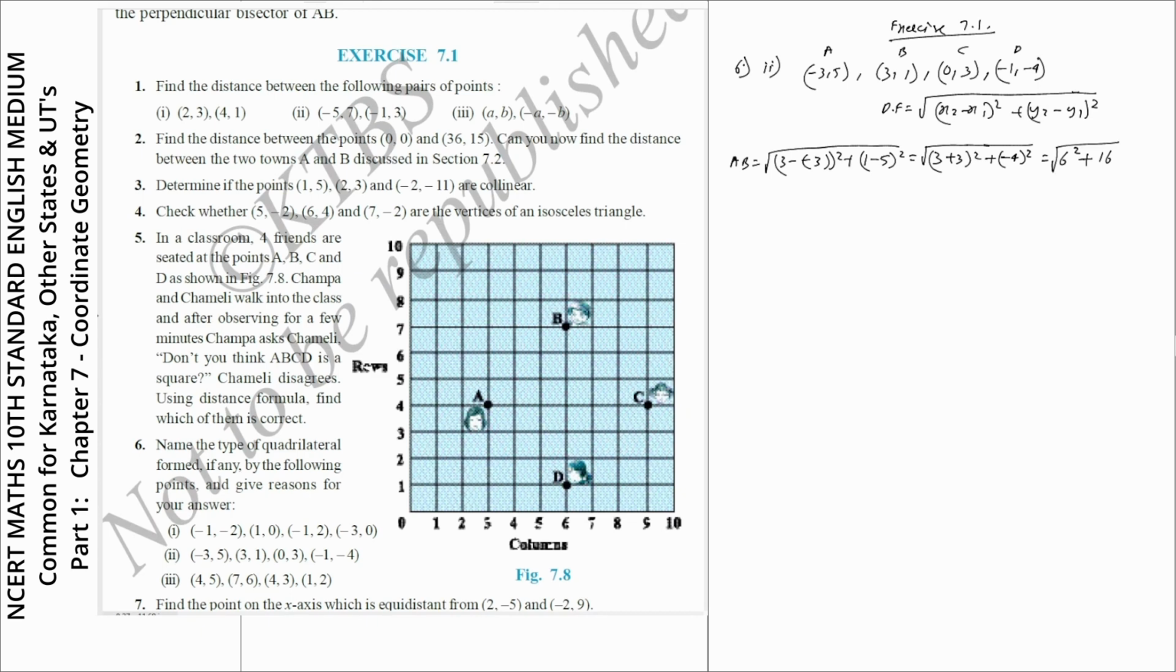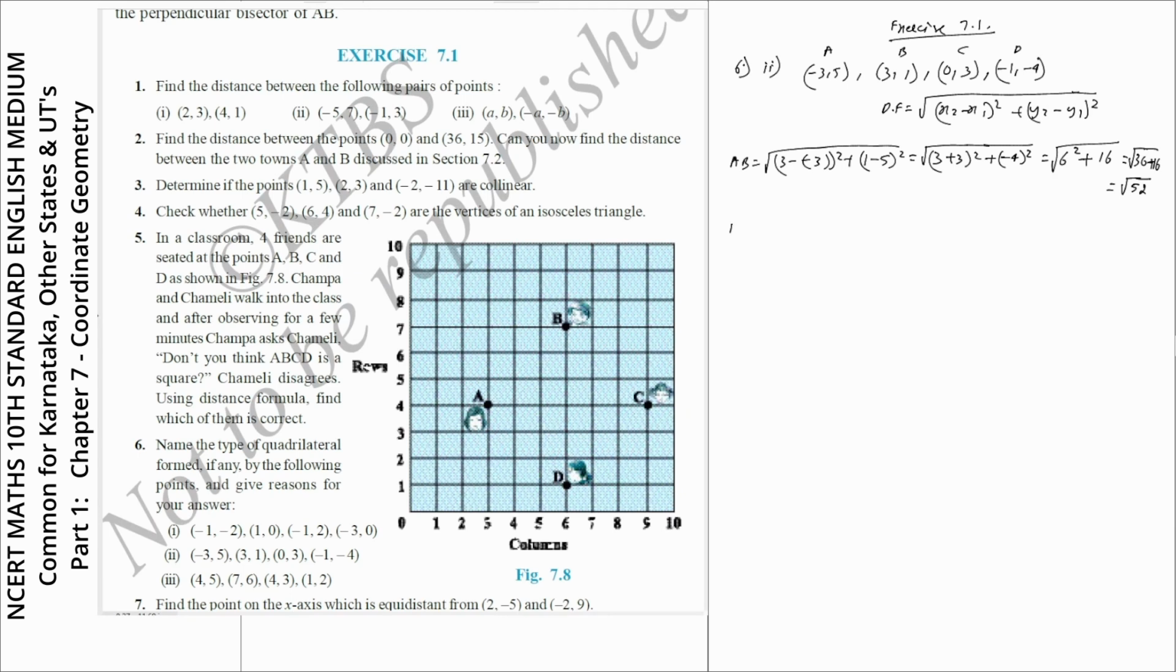Okay, so this is equal to square root of 6 square is 36, 36 plus 16. So I'll get square root of 52. Square root of 52. 36 plus 16 is 52.